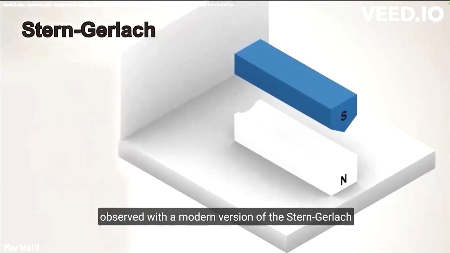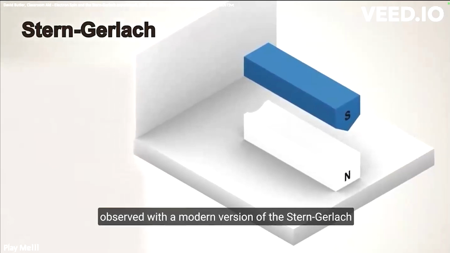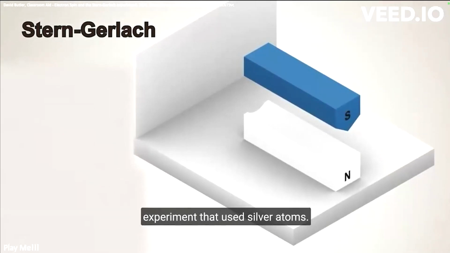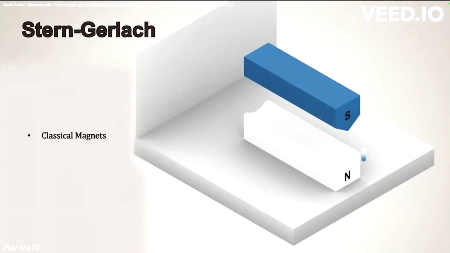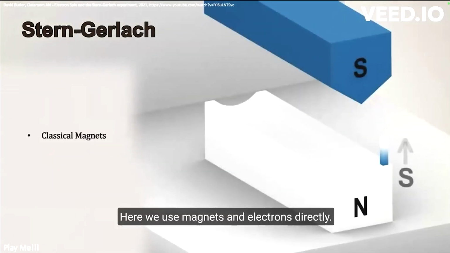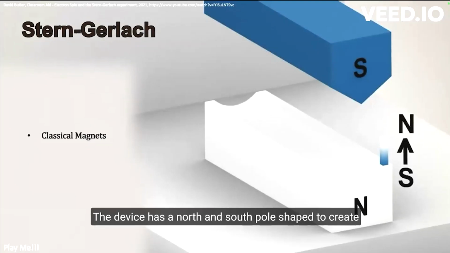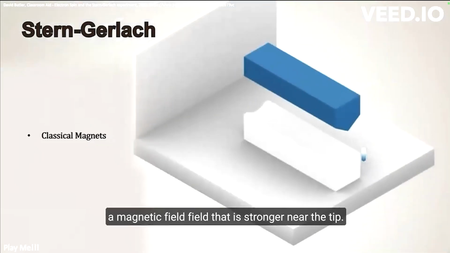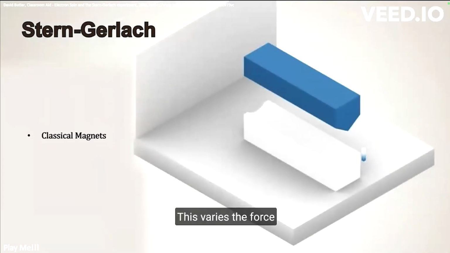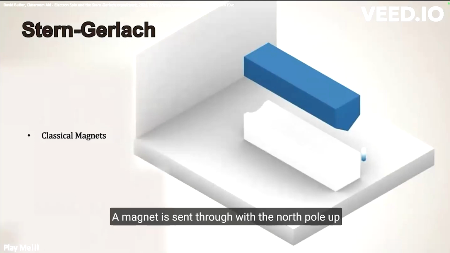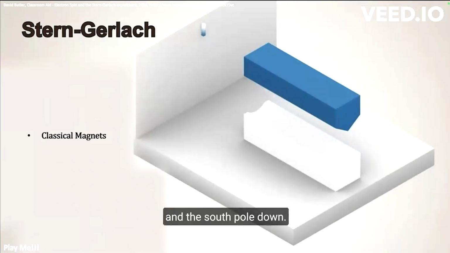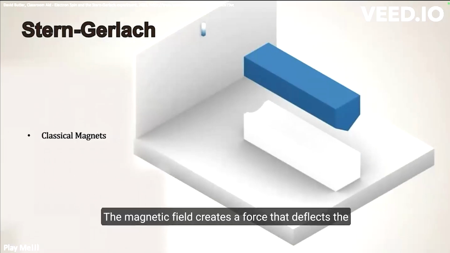Best observed, the modern version of the Stern-Gerlach experiment used silver atoms. Here we use magnets and electrons directly. The device has a north and south pole shaped to create a magnetic field that is stronger near the tip. This varies the force on charged particles passing through. The magnet is sent through with the north pole up and south pole down. The magnetic field creates a force that deflects the magnet upward as it passes through the field.